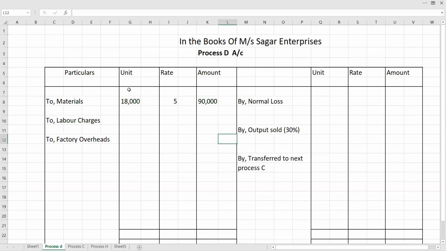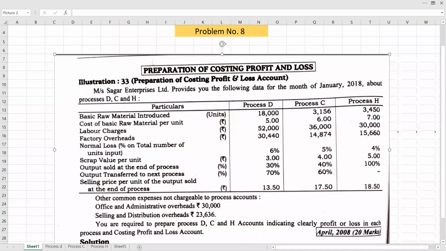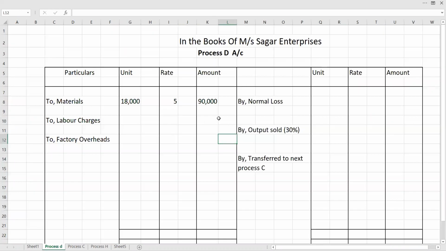See, जेव्हा इनपुट युनिट्स दिलेले असतील आणि त्याची कॉस्ट पर युनिट दिलेली असेल, then input units into cost per unit, then we will get the amount. Next is labor charges, 52,000. Let's record this 52,000.